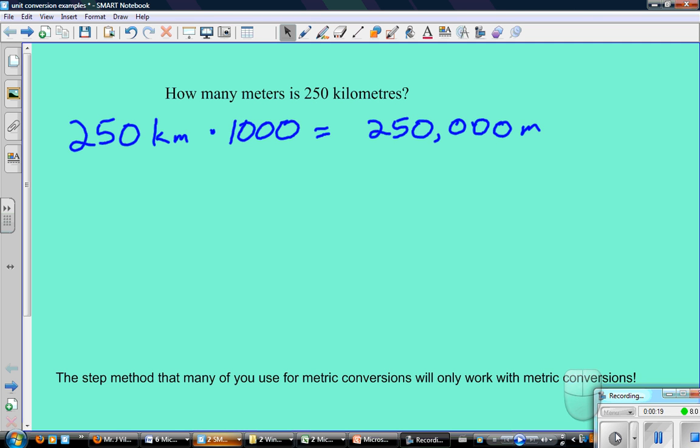So how many of you did something like this, where you went 250 kilometers and you know logically that there's 1,000 meters in a kilometer, so you multiplied by 1,000 and you got 250,000 meters.